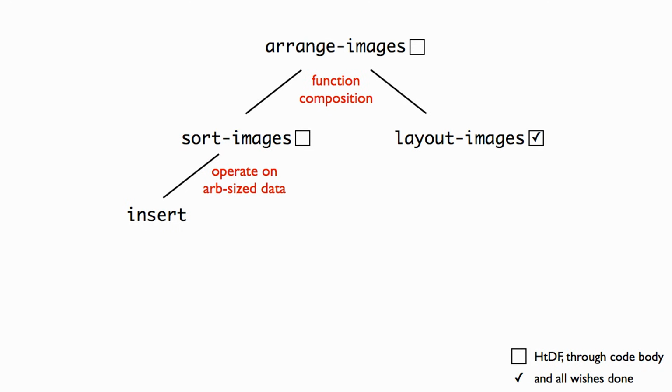Turning back to our overview diagram, we started with arrange images, which we split into two functions because of the function composition rule. Then we went and finished layout images. Sort images is done, but while we were doing it, the operate on arbitrary size data rule caused us to wish for another function, insert. So now arrange images and sort images are both probably done, as long as it turns out that insert works properly and it turns out there were no mistakes in arrange images and sort images. So next we've got to focus on insert.